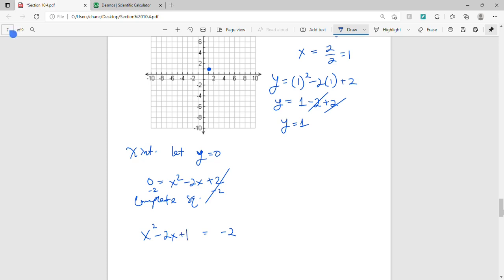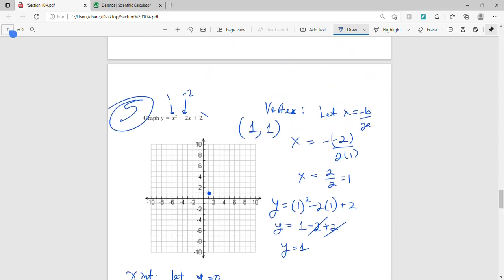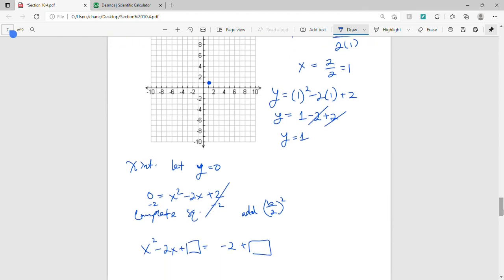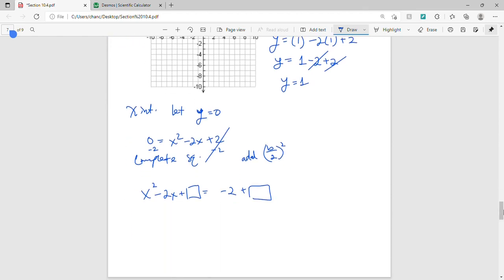Now I could add something to both sides to complete the square. To complete the square, you have to add b divided by 2 squared to both sides. Now, don't get confused with the previous formula. The formula before is x equals -b over 2a. That's to find the vertex. To complete the square, we use b divided by 2 squared. So slightly different.